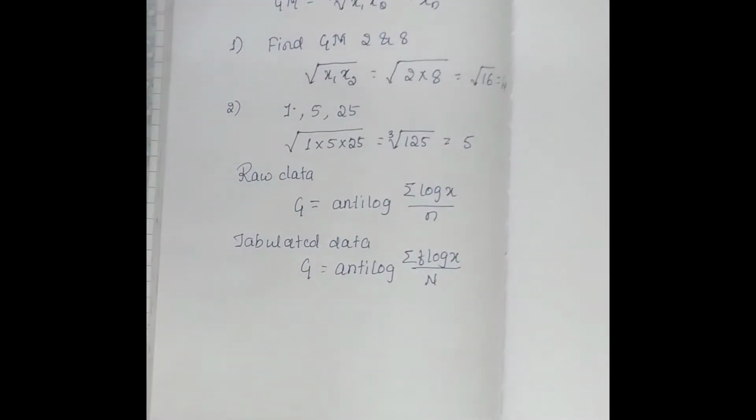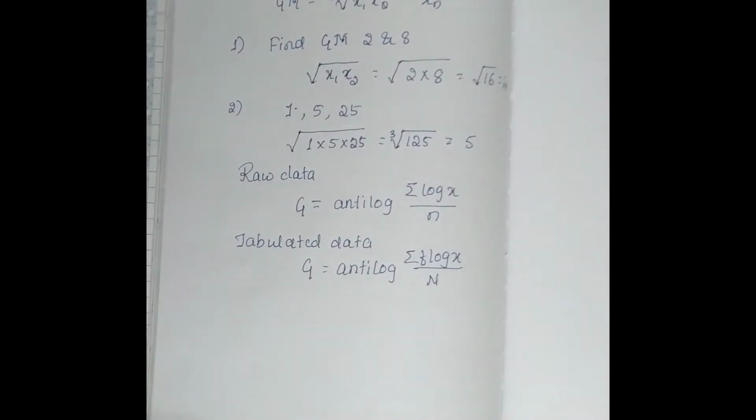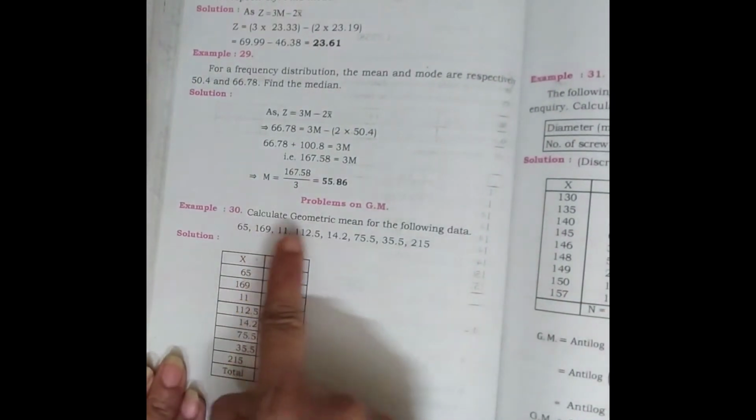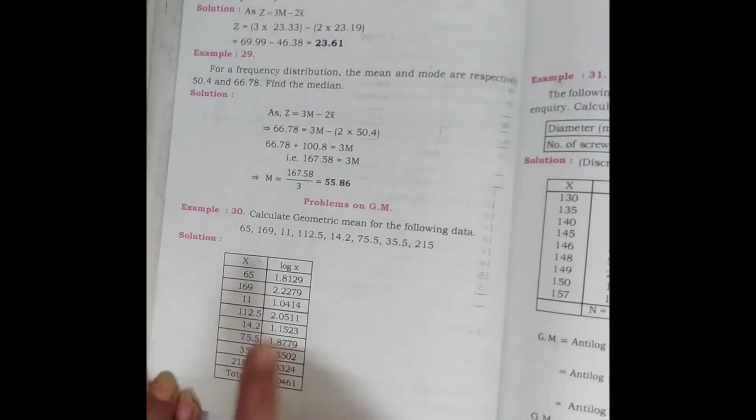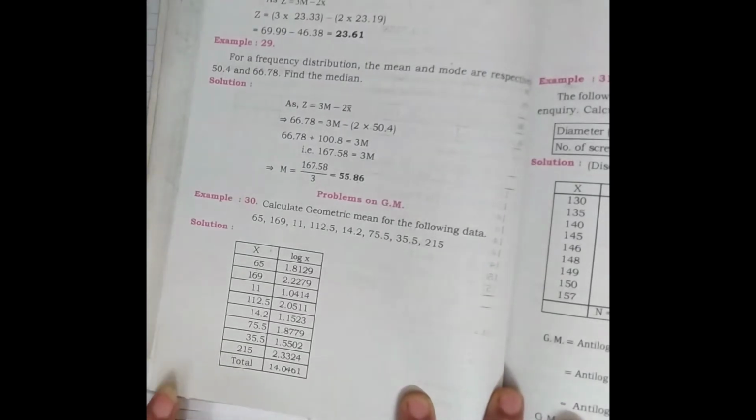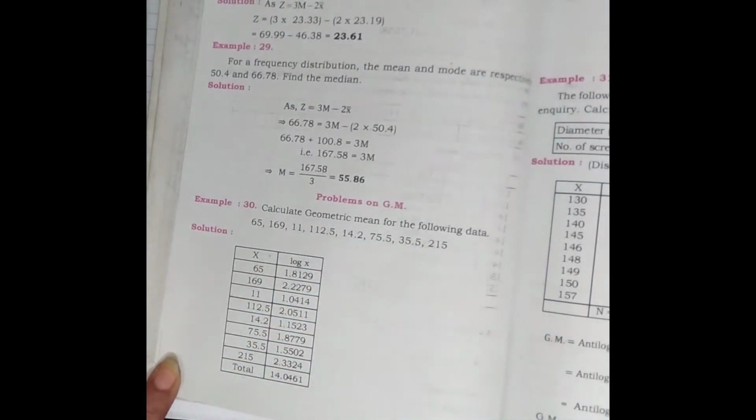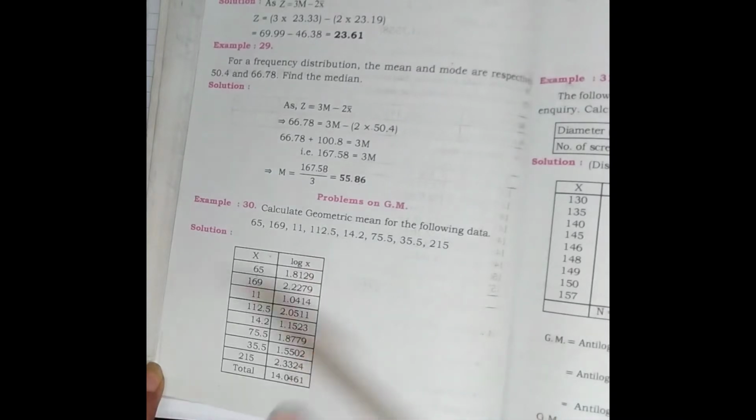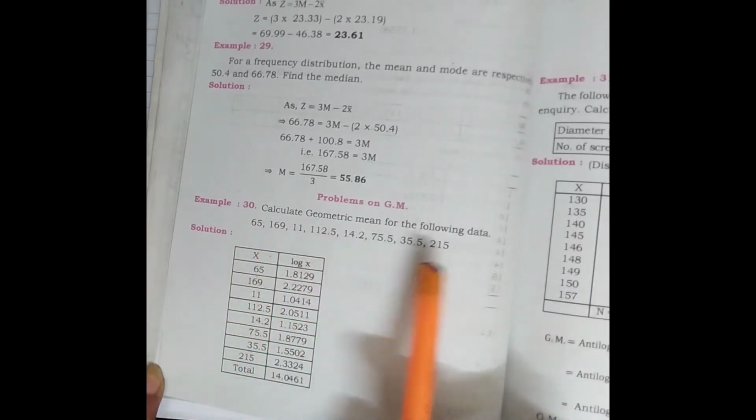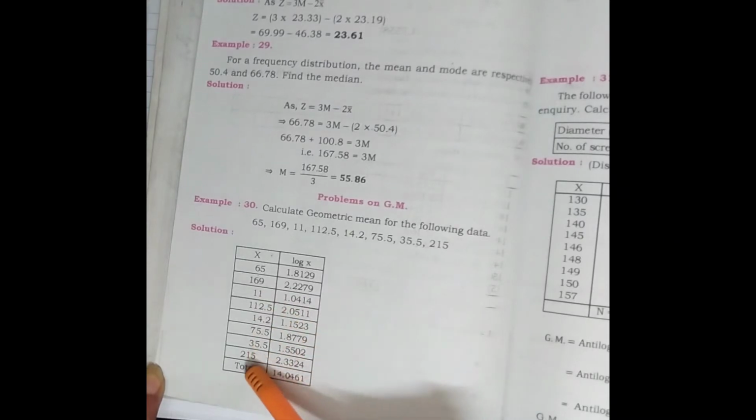One example I will take from the textbook. Calculate the geometric mean for the following data. Either square root or cube root we can calculate easily, but here there are many values, so we consider the log x of these values. Observe these values: 65, 169, 11, 112.5. We have to write them as x values. I am writing here.